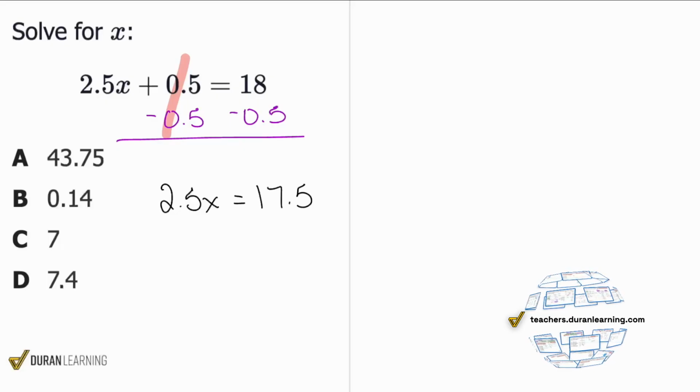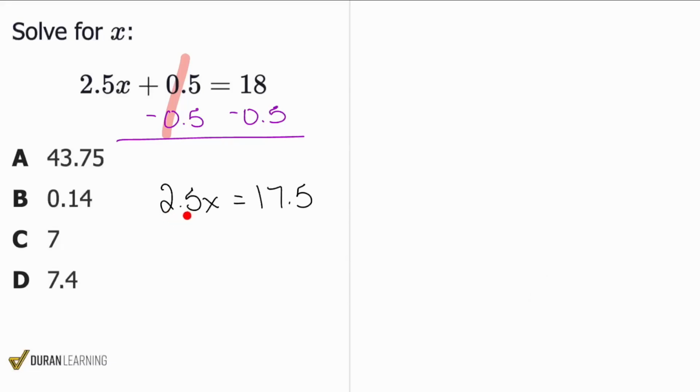So now that we're here, the last thing that we'll do is undo whatever's going on between the 2.5x and the x. So what operation is currently happening in the front here? Multiplication. So we are going to do the opposite of that, and we are going to divide to get the 2.5 out. So right over here, let's go ahead and do that. Divide 2.5 from both sides. And again, it will cancel out right here on the left, leaving us with x equals whatever 17.5 divided by 2.5 is.